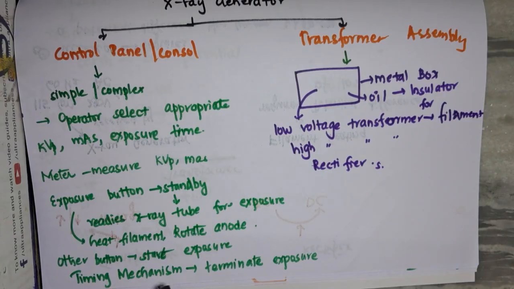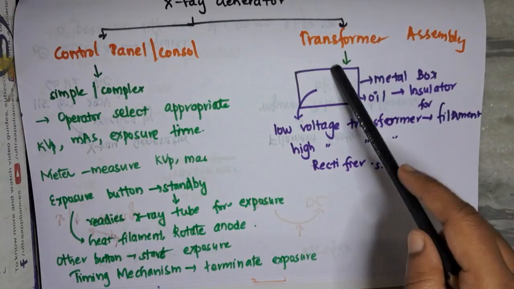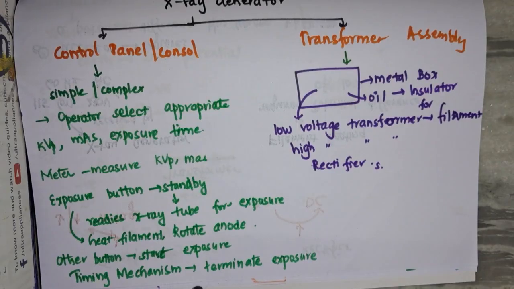There is also a timing mechanism which terminates the exposure of X-rays. That is, it stops the flow of current between cathode and anode, so electrons are not produced from the cathode and not accelerated towards the anode, so X-rays are also not produced.